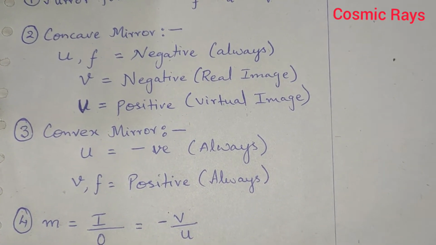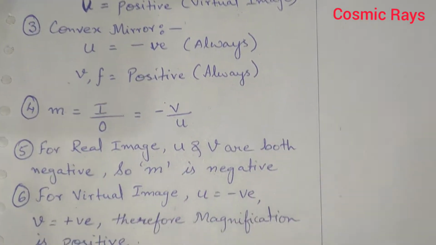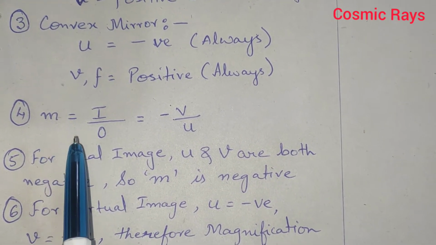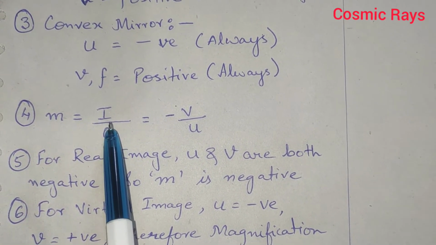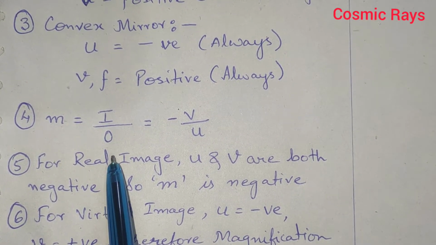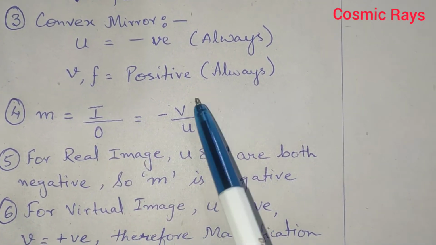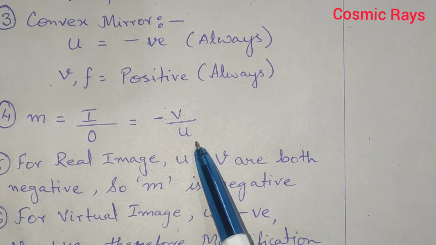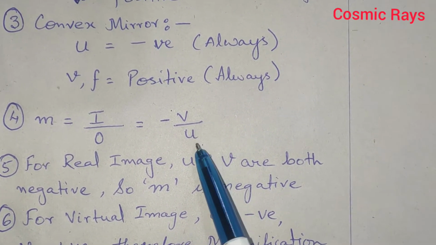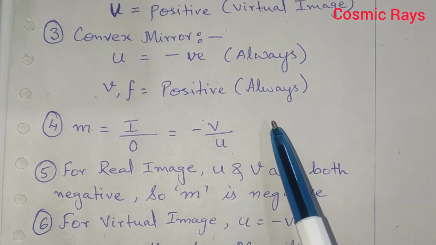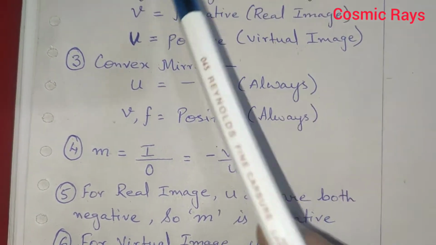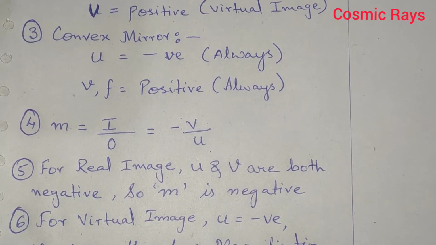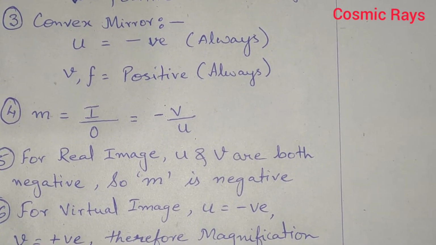Another formula that we are going to use here is for magnification. Now magnification is given as length of the image divided by the length of the object, or minus v by u, that is image distance by object distance. So this formula and mirror formula will help us solve the numericals for this exercise, that is 7C.